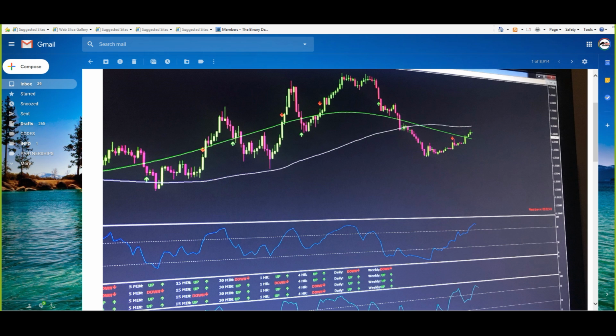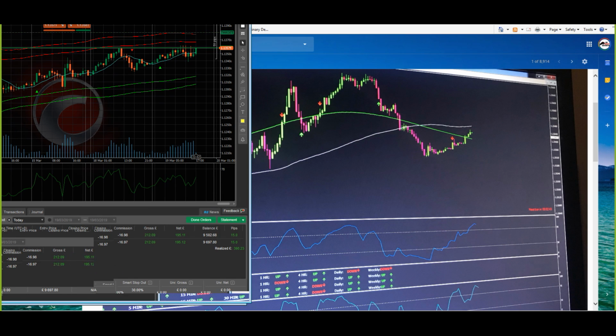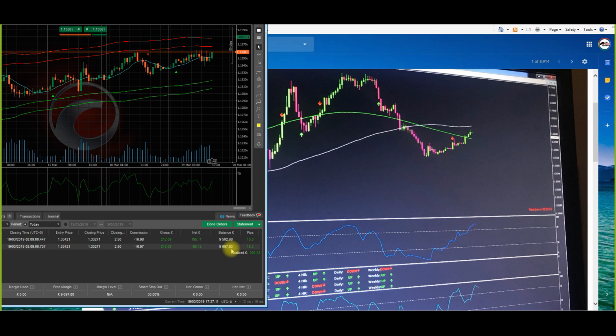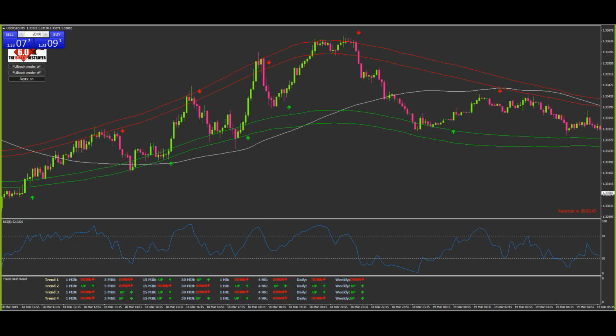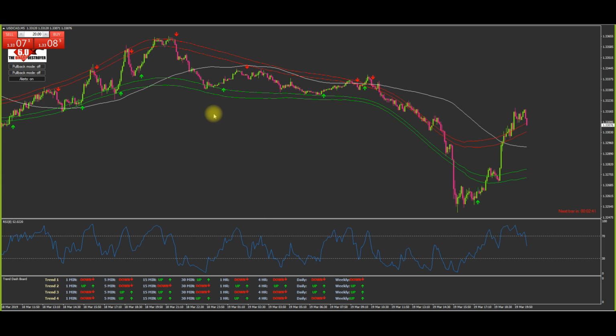I woke up in the morning and this was my result, okay? A beautiful £400 while sleeping. Can't go wrong with that. Okay, but if we head over to the charts now with the Binary Destroyer, you can see that particular trade.